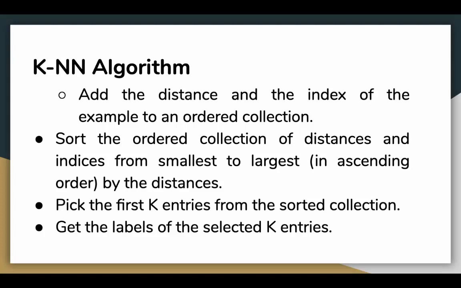Now, sort the ordered collection of distances and indices from smallest to largest in ascending order by the distances. Now, let's pick the first k entries from the sorted collection and get the labels of the selected k entries. Now, if you want to find the mean, then that is the regression problem, and if you find the mode, it's a classification KNN algorithm.